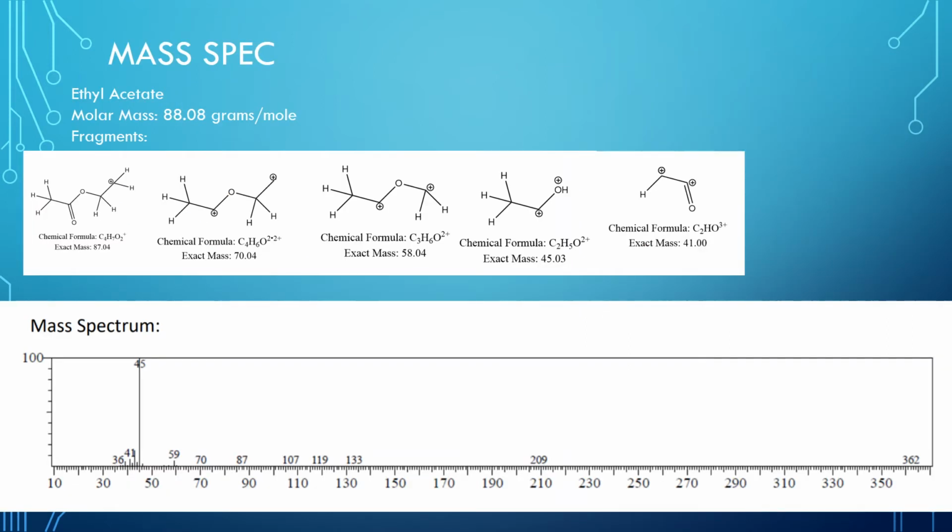The mass spectrum analysis was able to show the fragments that can be created from our molecule. There are fragments at 87, 70, 59, 45, and 41 that are pictured above the mass spectrum. These ones each represent a peak that is seen on the mass spectrum.